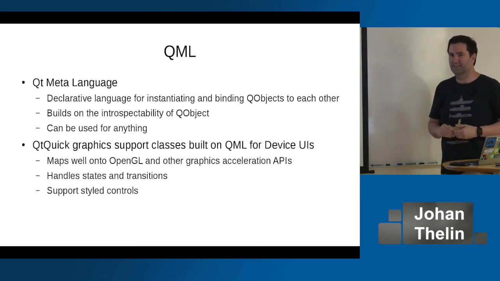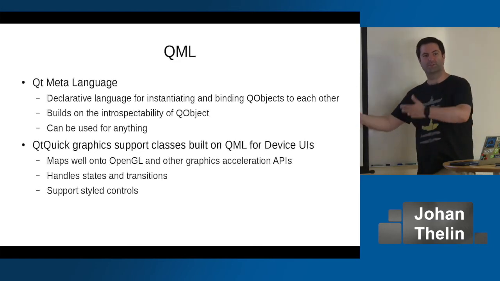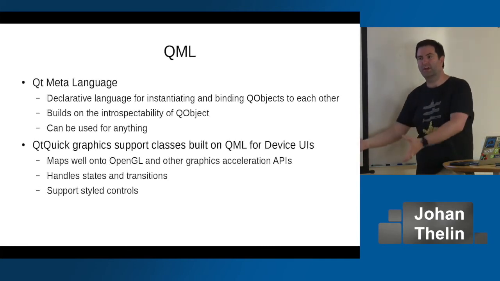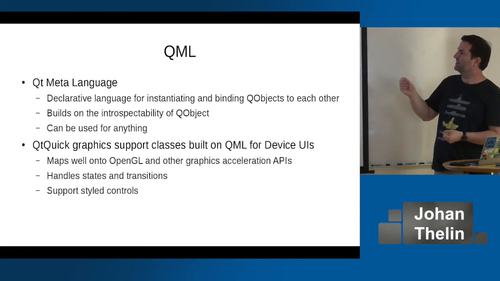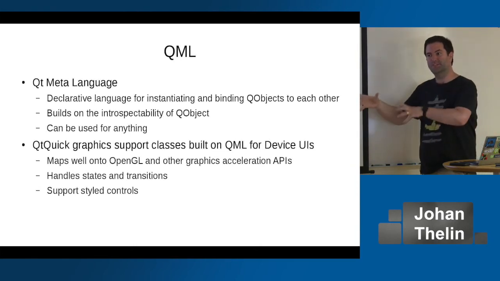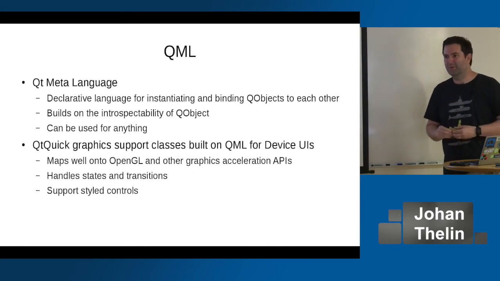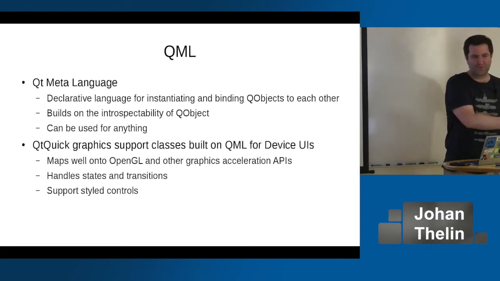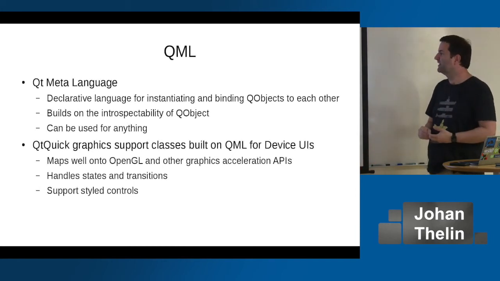QML utilizes that. Other things do that as well. You have QtScript, which allows you to script QObjects using JavaScript. Since quite a long while back, you have Python bindings, which rely on the introspectability of QObjects. But here you have a declarative language built on QObjects themselves, so it maps very, very well. And it can be used for anything, QML. But the primary use, and this sounds like I'm repeating myself, is graphical user interfaces, but you can use it for whatever happens to use a QObject.